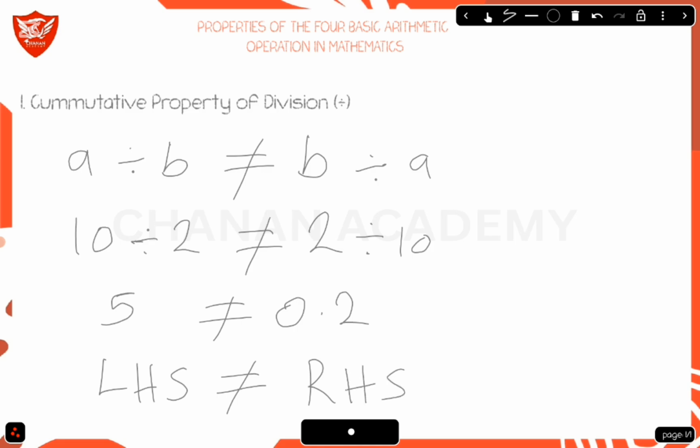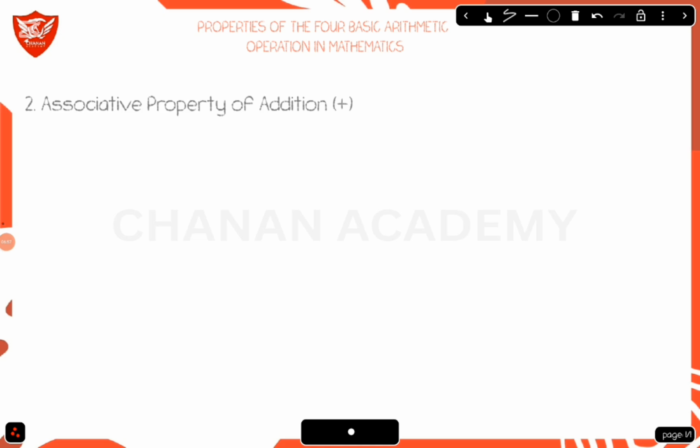So division is not what? Commutative. The next property we'll be looking at is the associative property of addition. So what's the associative property? What does it mean? So the associative property says that grouping doesn't affect the sum or the result. So let's give an example.